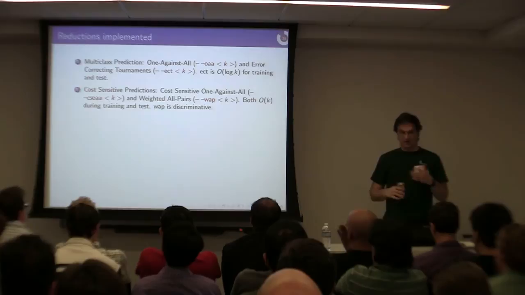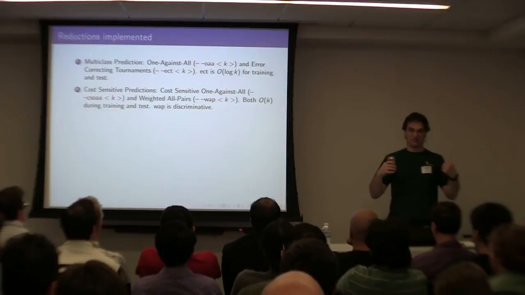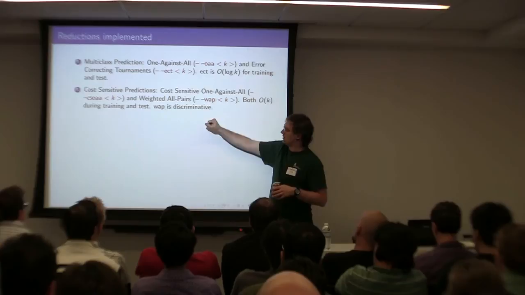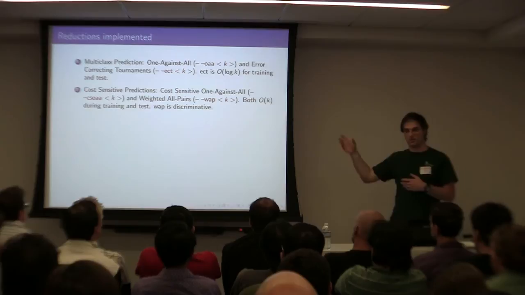Okay, there's also cost-sensitive learning. In cost-sensitive learning, each individual class has a different cost associated with it, and you know this cost at training time, but not at test time. So this cost-sensitive version of one against all is also weighted all pairs. Both of these are order k, and the difference between these two is just that weighted all pairs is a discriminative predictor. So sometimes it's a little bit more robust or doesn't use the representation complexity as much as is required for cost-sensitive one against all.